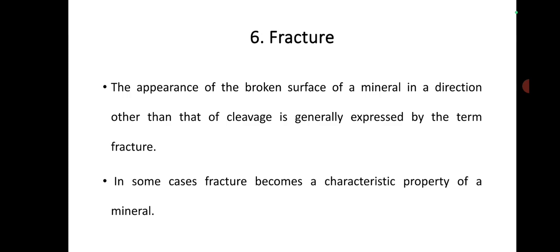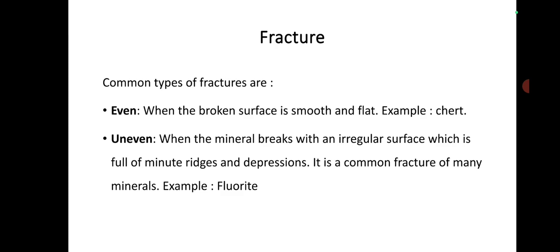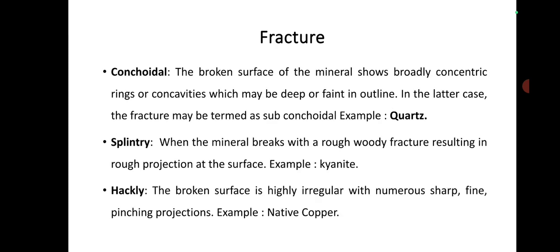The common types of fracture are even and uneven. Even means the broken surface is smooth and flat, for example the mineral chert. Whereas uneven means irregular, there may be ridges and depressions, for example fluorite. Another type is conchoidal. Conchoidal means the broken surface of the mineral shows broadly concentric rings or concavities, which may be deep or faint in outline.